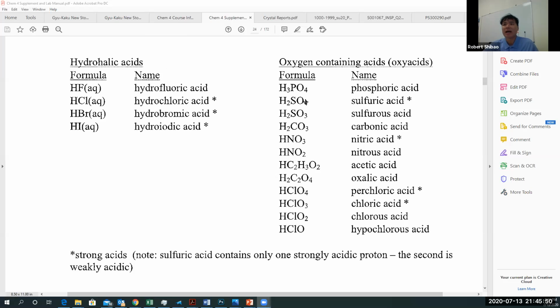Eventually, when we get to acids more generally, there are strong acids and weak acids. The ones with the asterisk are strong acids. The others are weak. 1, 2, 3, 4, 5, 6, 7. There are more than 7 strong acids, but these are the 7 common strong acids, and eventually you'll have to memorize that. But for right now, you don't have to worry about them. Hydrofluoric turns out to be a weak acid, but these 3 are strong, plus the sulfuric, nitric, perchloric, and chloric acid are strong.